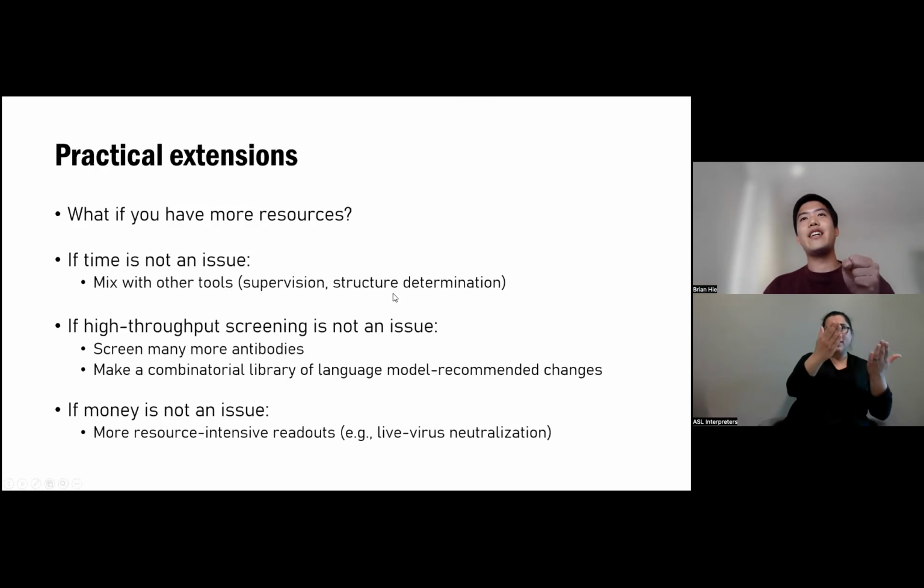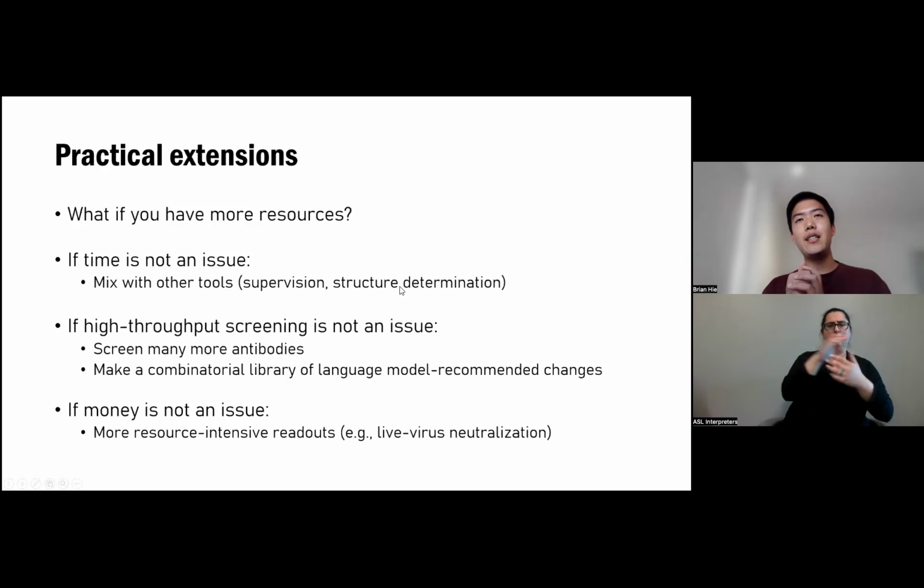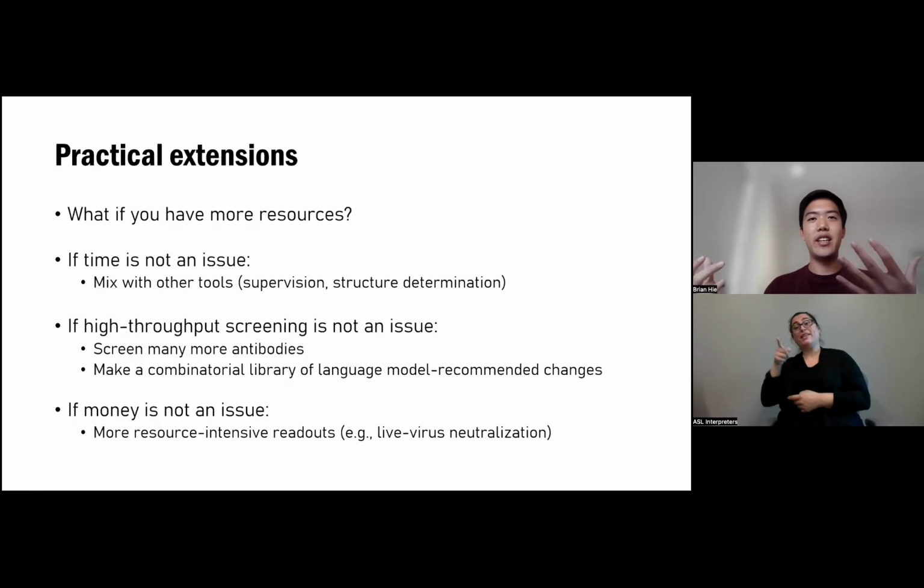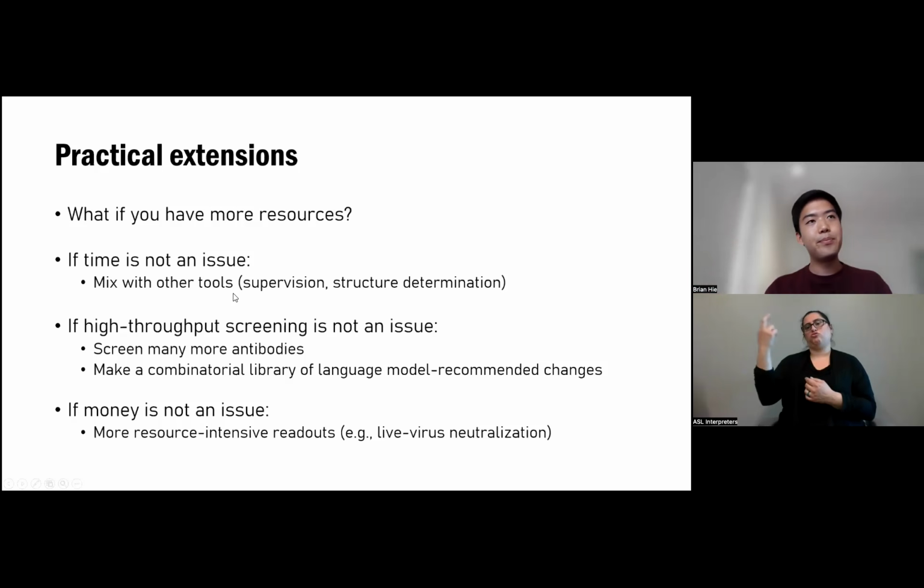Something that we've actually tried is to determine the structure of some of these complexes. If you want to use a structural method, sometimes the initial complex might not have high enough affinity to determine the structure. So you could imagine, for example, using a method like this to improve the affinity, then determine the structure, and then do rational engineering on top of that, as an example.